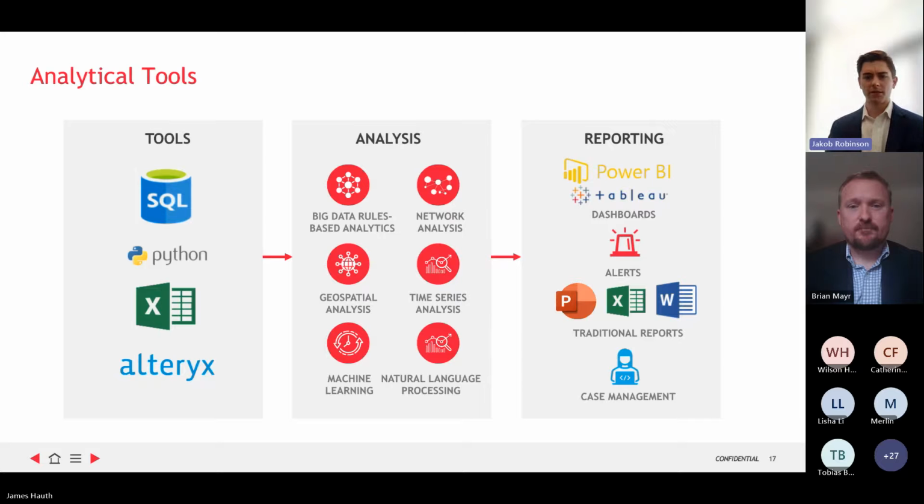Ultimately, we report out in a lot of different ways: Power BI, Tableau. There's a good Power BI dashboard we'll walk through a little bit later. Alerts, so compliance programs help flag things. Case management is also really good for proactively resolving questions when risky transactions or behaviors are identified. And then traditional reporting, we report out in PowerPoint, Excel, Word.